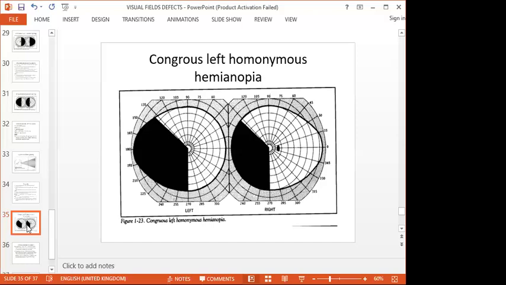This is 135, 135. Same. So this is what is meant by congruous. These occipital congruous lesions, occipital cortex, not macular.